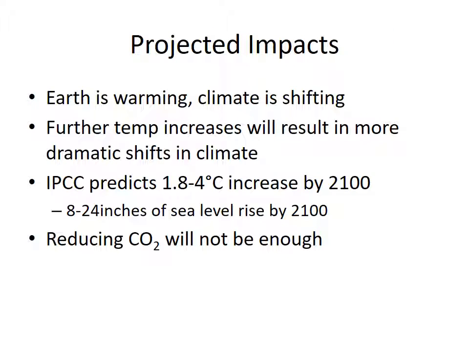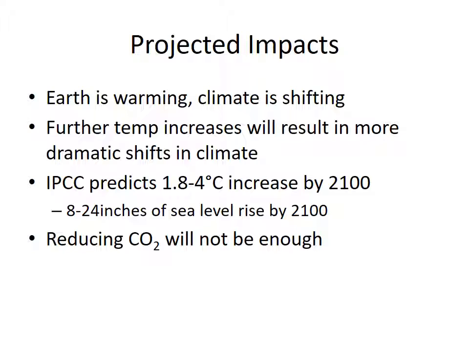What types of projected impacts are we going to see from climate change? The Earth is going to warm, and the climate's going to shift. Things are going to become hotter and drier, except for some places that are going to become cooler and wetter. And that's that whole climate as opposed to global warming. Further temperature increases are going to make dramatic shifts in climate, and that's actually some of the big concern, is that species won't be able to move fast enough to keep up.